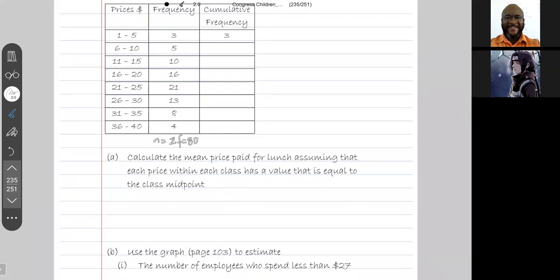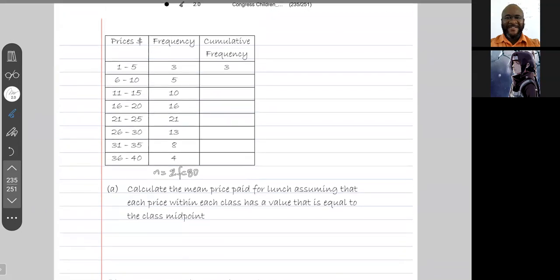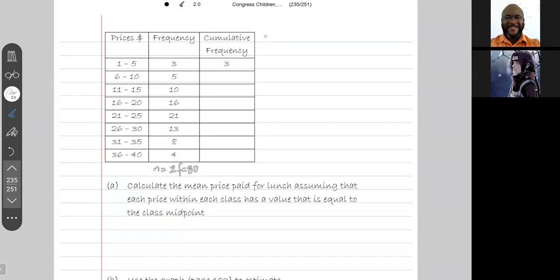calculate the mean price paid for lunch, assuming that each price within each class has a value that is equal to the class midpoint. So if we're going to calculate the mean, we need the class midpoint. Now the class midpoint is the lower limit plus the upper limit divided by 2. So this is 1 plus 5 over 2, 6 over 2. This is 3.